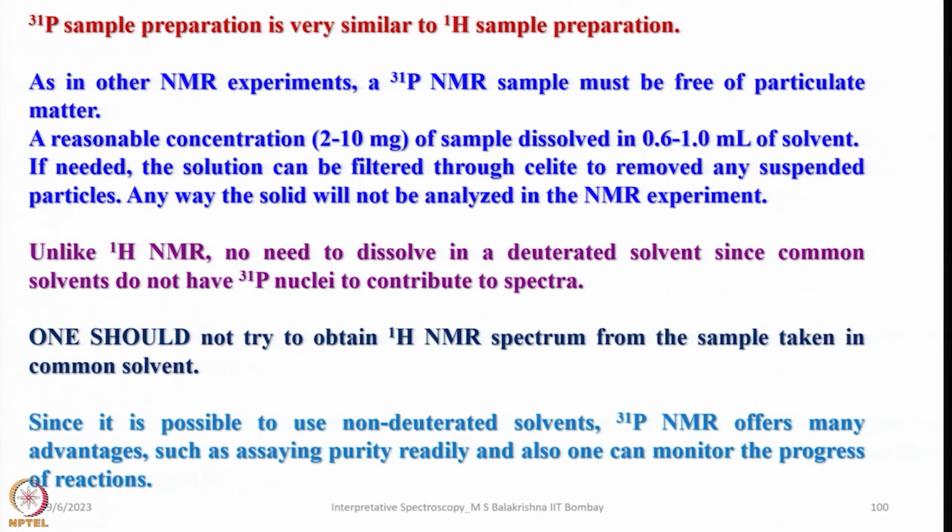Since it is possible to use non-deuterated solvents, 31P NMR offers many advantages, such as assaying purity readily, and one can also monitor the progress of a reaction. For example, to understand the mechanistic aspects, when we are doing a reaction, it comes in very handy in a continuous reaction. So this is the major advantage. That's the reason variable temperature 31P NMR is extensively used in understanding mechanisms and also to trace the nature of the intermediates. This is quite helpful.